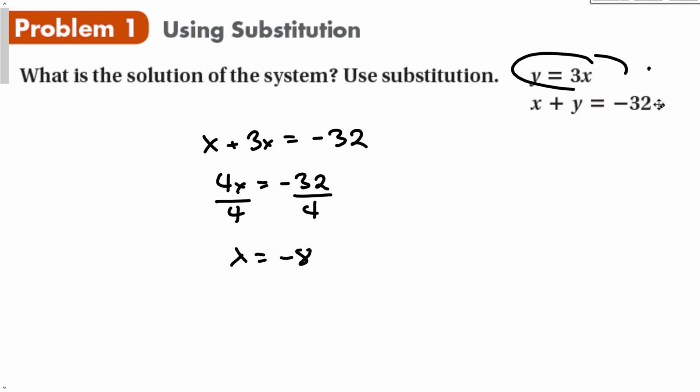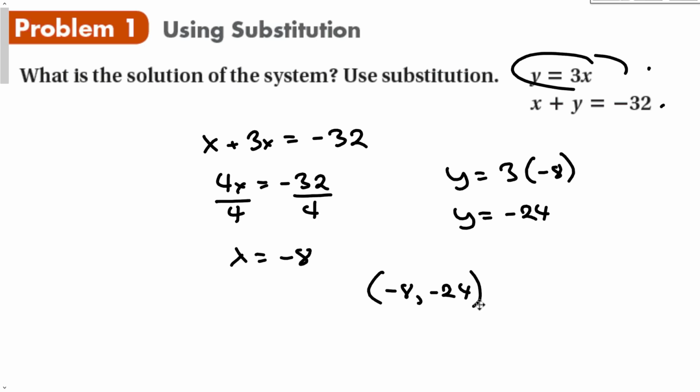So now that I have x, I can plug x back in to either equation, but the top one happens to be a little simpler. And I can say that y is going to be equal to 3 times x, which is negative 8. So y is going to be equal to negative 24. Which means the point at which these two lines intersect is going to be x comma y, negative 8 comma negative 24.